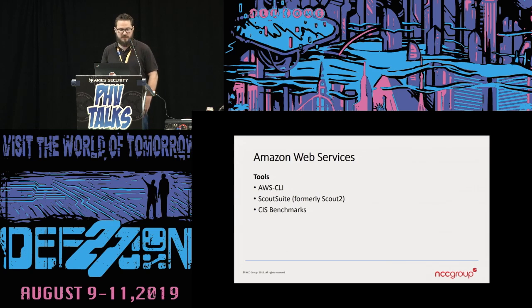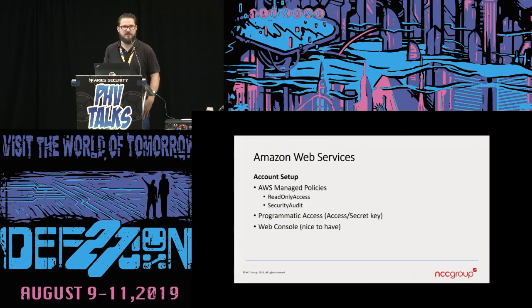So the tooling that we're going to use here is AWS CLI. It's developed by Amazon for querying AWS and interacting with the API. Another thing we're going to look at is Scout Suite, which is a tool that we developed for doing automated collection of data on AWS, and then CIS benchmarks, which is that third-party best practice reference.